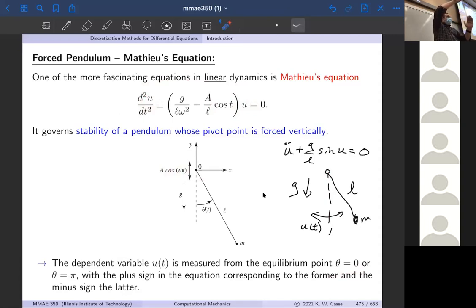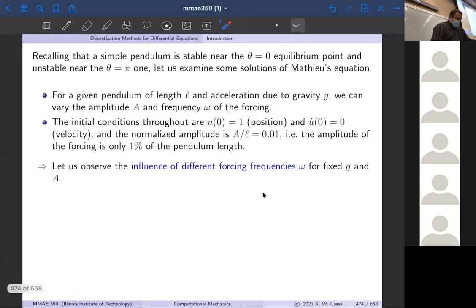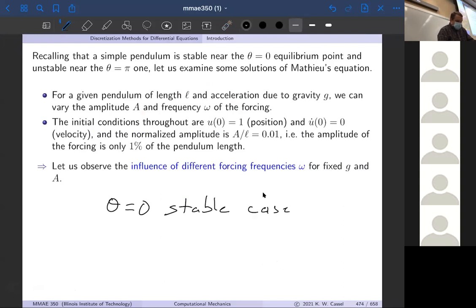So this is being forced up and down, and this is oscillating back and forth. Could vertical forcing, not horizontal forcing, have any influence on the stability of the pendulum as it's hanging down? You think, nah, intuitively it doesn't make any sense. Well, okay, let's take a look. So again, this is first for the theta equals zero stable case. We'll look at the sticking straight up case in a moment.